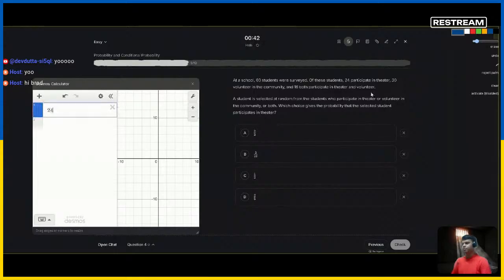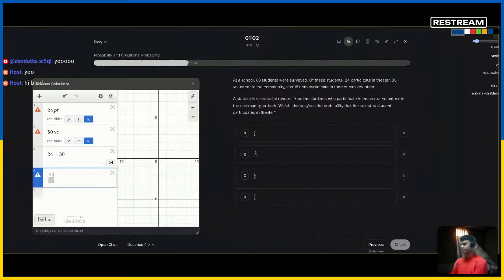Okay, so 24 participate in theater and 30 volunteered in the community. 24 plus 30 is 54. So something divided by 54. We want participate in theater, so 24. So that gives us 4/9. And obviously none of these are 4/9.